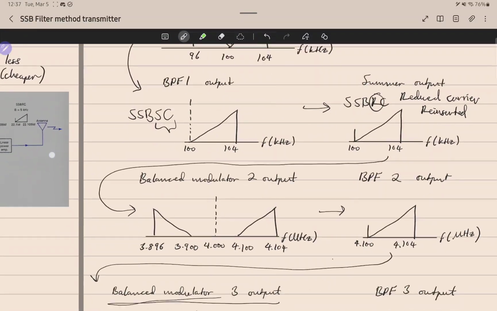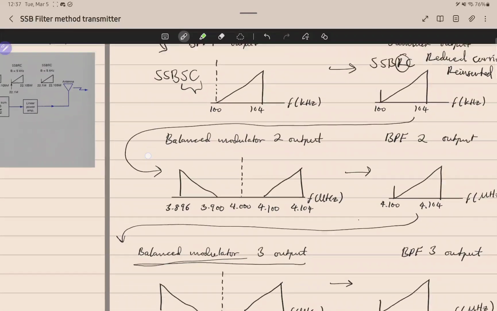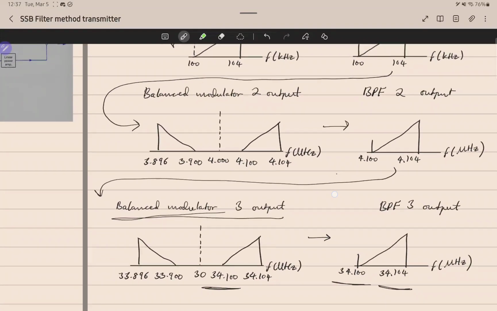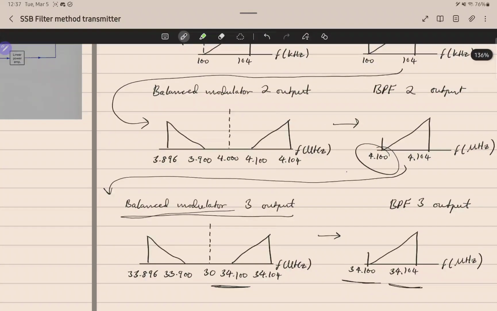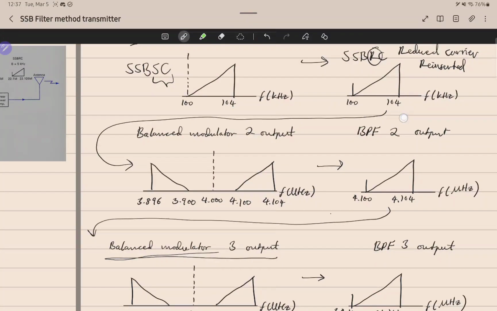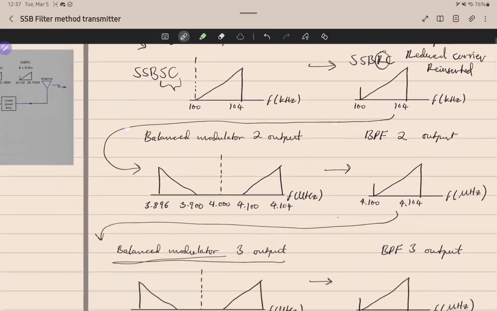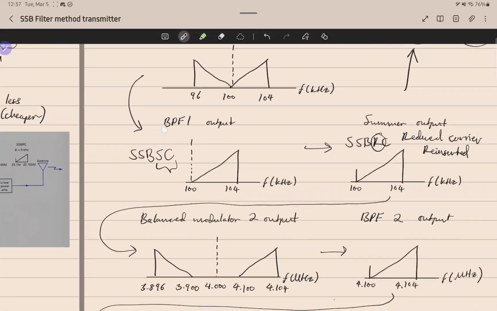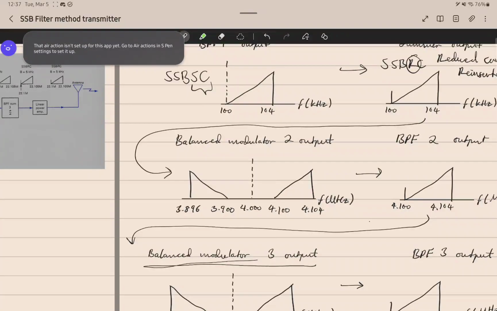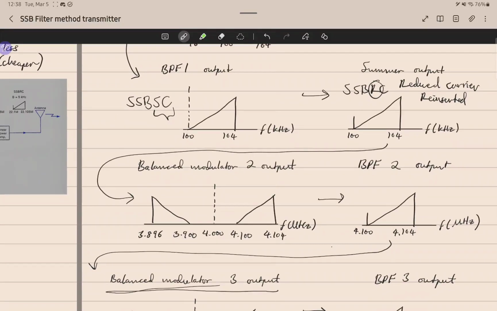Okay, so after the summer output, it's going to go through the balance modulator 2 output, and what this does is, again, it adds your second carrier frequency, 4 megahertz, to your input frequencies of 100 and 104 kilohertz. So these are your input frequencies. Again, we do the same thing as in balance modulator 1, with the exception that you can see that this is getting wider. This is actually an advantage. Why is it an advantage? It's because you can have a bandpass filter that's soft.